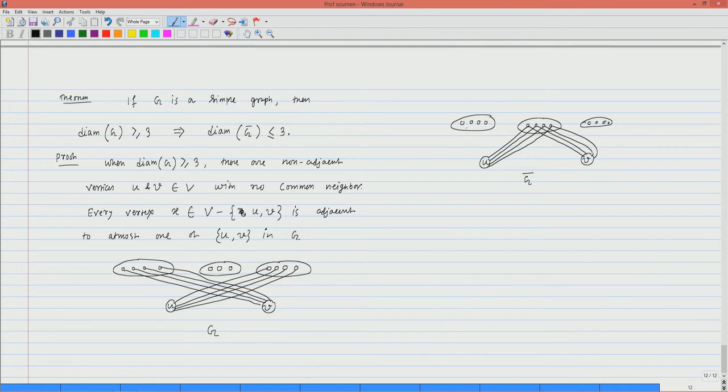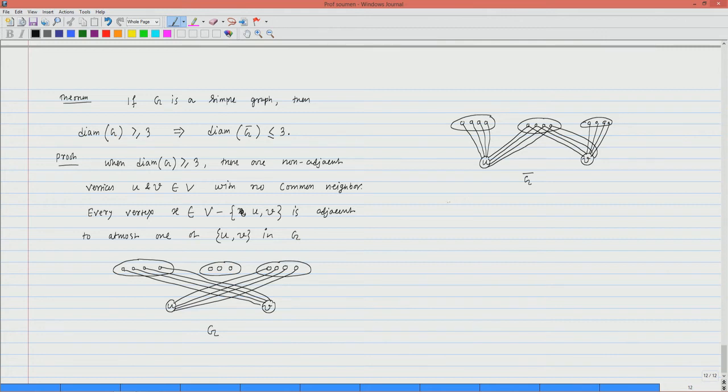Now, this set of vertices are adjacent with v in graph G. So, in G complement they will be adjacent to u only. And this set of vertices are adjacent to u in the graph G. So, in G complement they will be adjacent to v only. Now, you consider any pair of vertices from here.